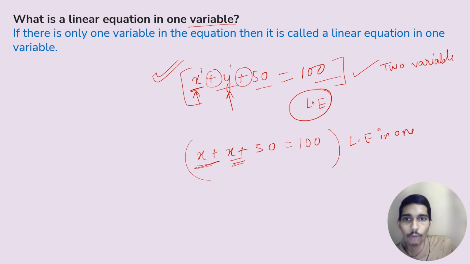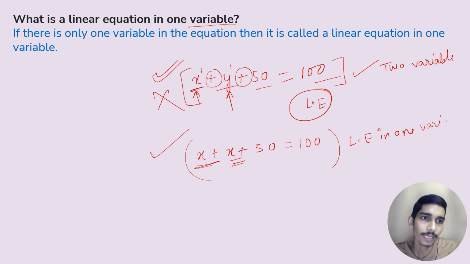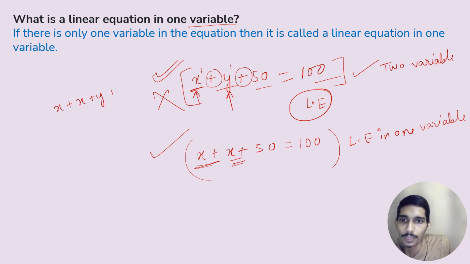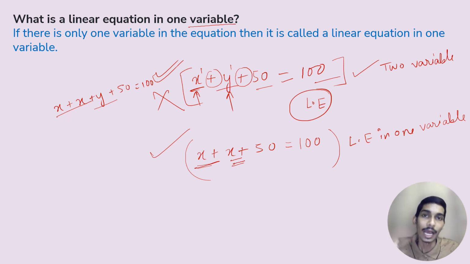So the upper one is not one variable. The second one is one variable. Why? Because I am using only one type of letter. Here also in the first case, if I would have written it as x plus y plus 50 is equal to 100, then also it would be two variables. Why? Because I am using x and y. How many types of variable you are using, that will give you the type, like one variable or two variables or three variables. I am using two types of letters, then it is two variables. I am using three types, then three variables. As in the second example, I am using only one type, then it is one variable.